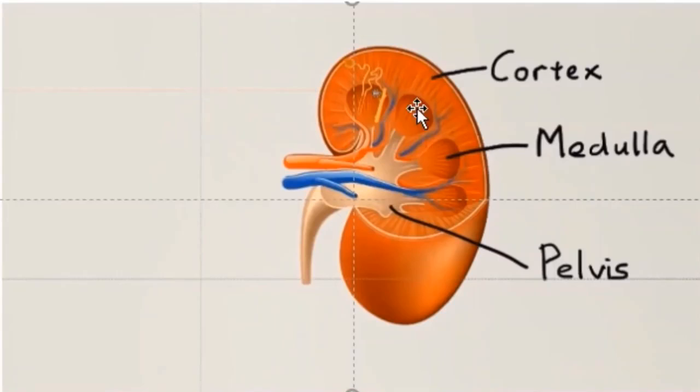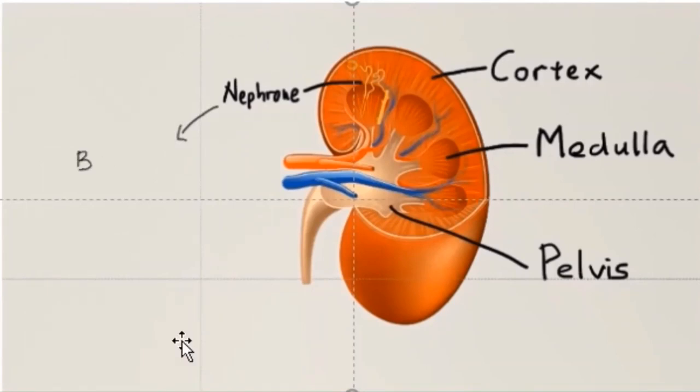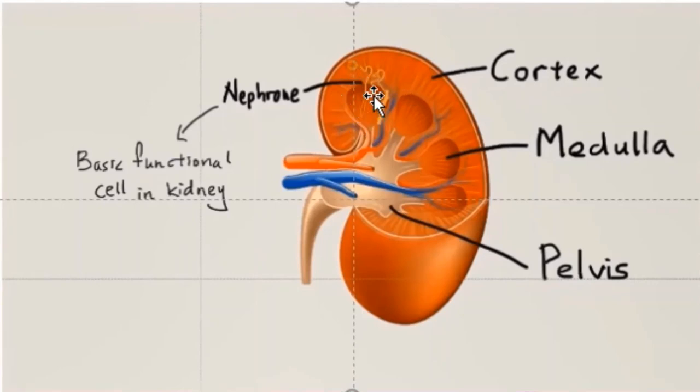Nephron is the basic functional unit in the kidneys. It is the main structure that filters the blood in the kidney. Nephron plays an important role in the formation of urine. Each kidney contains approximately 1 million nephrons. In the kidney, part of the nephron is located in the cortex and part of the nephron is located in the medulla.